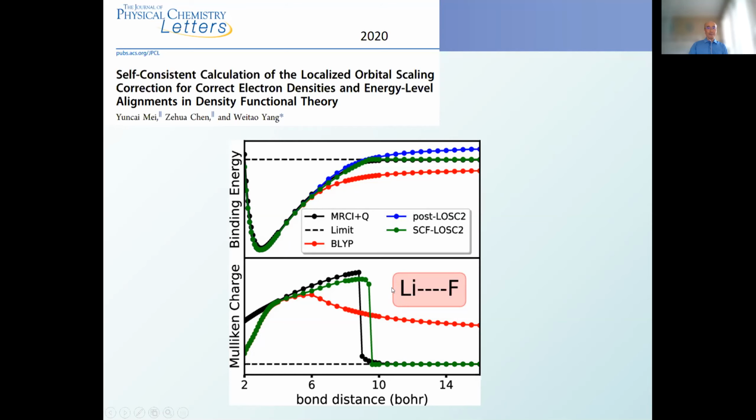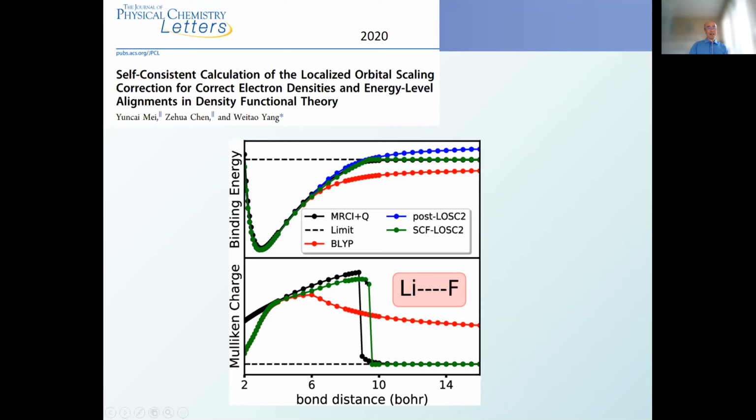Lithium fluoride is a molecule where we look at its dissociation energy. If you take a DFT, B-LYP, it will dissociate to partially charged atoms with the wrong energy, too low. That's the delocalization error right here. If you use post-SCF, just use the DFT density and do the post correction, we get the wrong energy in the wrong way, the blue. But if we do the proper self-consistent lOSC, beautifully, it settles on the right limit, exactly.